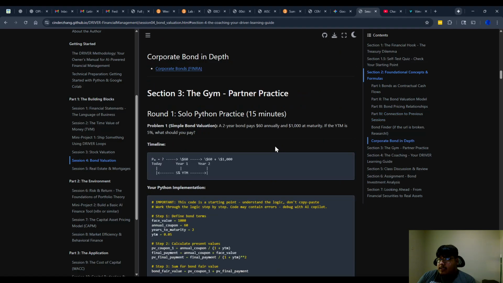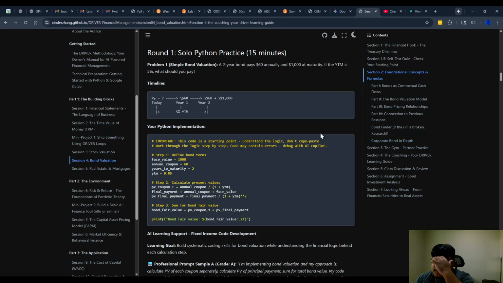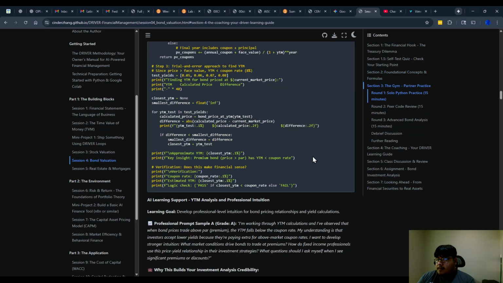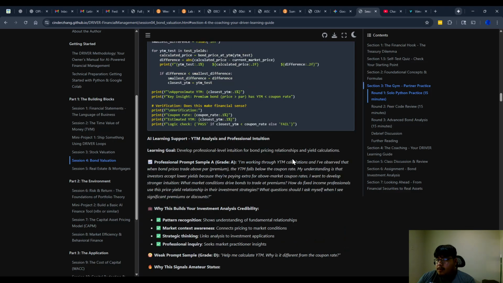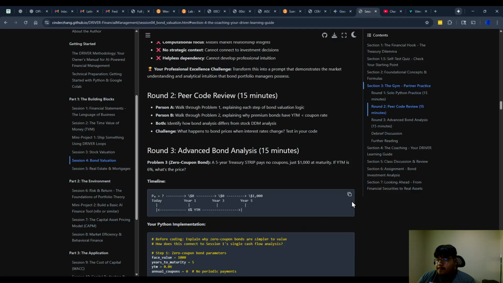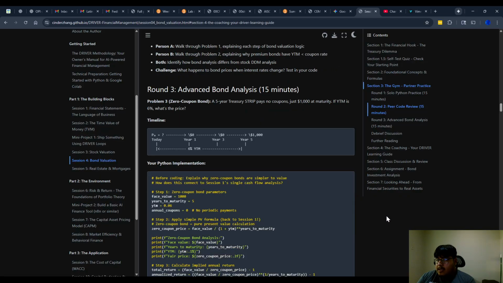And then we went on to section 3, so here's a bit of that Python practice. Went through that. And here, the goal is to develop professional level intuition for bond pricing relationships and yield calculations. Then we go on to round 3, the advanced bond analysis.